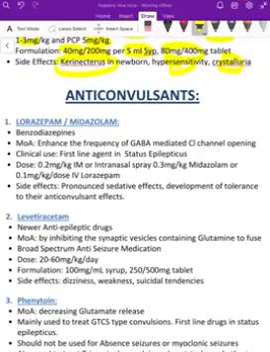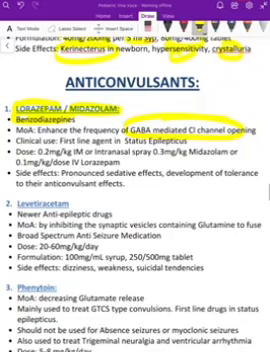Few common anticonvulsants that are used: lorazepam and midazolam. They belong to benzodiazepines. How do they act? By enhancing the frequency of the inhibitory channel, so GABA mediated chloride channel opening. What is its clinical use? It is mainly used as first line agent in status epilepticus.